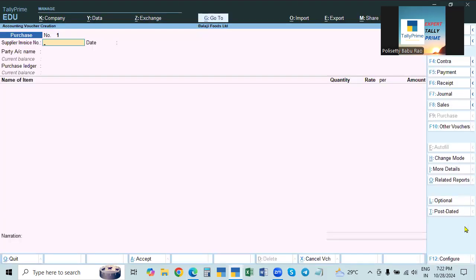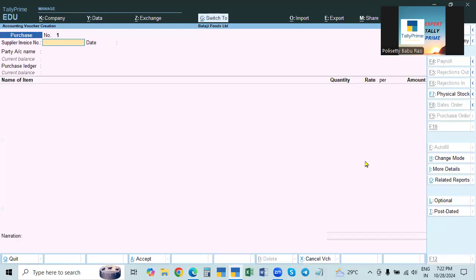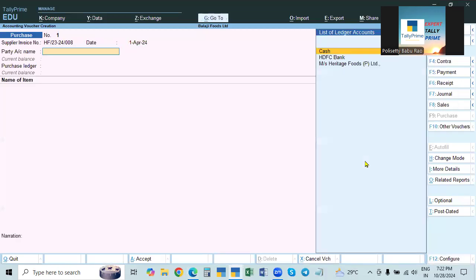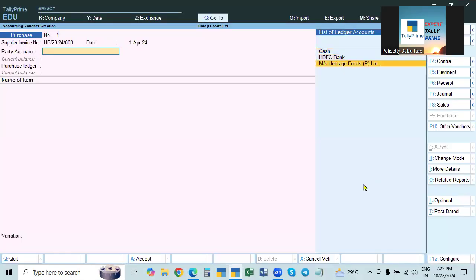We are taking purchase, and here this is the invoice number. So take the invoice number, Ctrl C, Ctrl V. And we purchase from Heritage Foods.